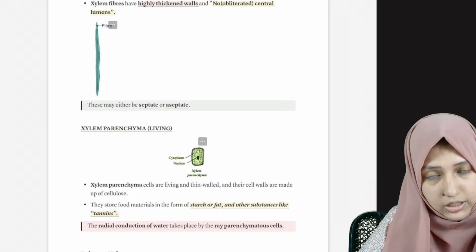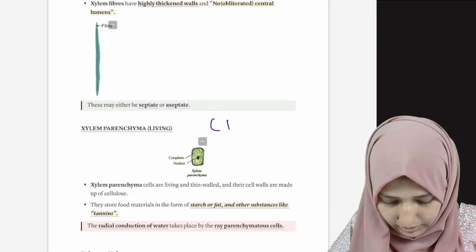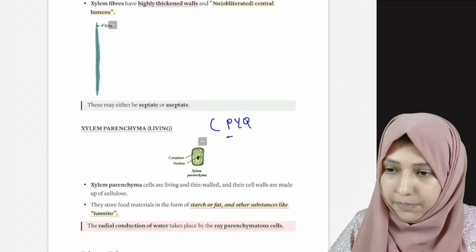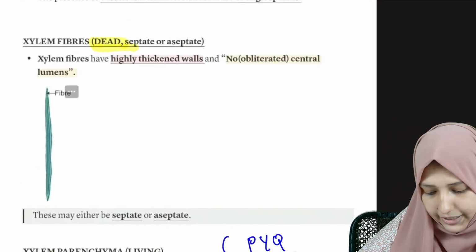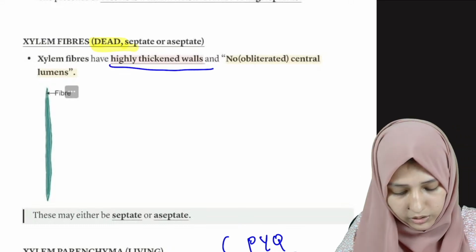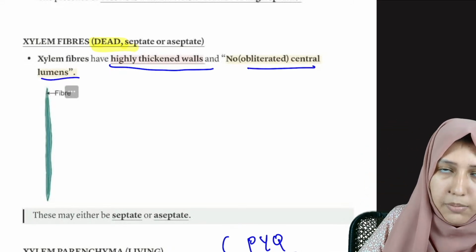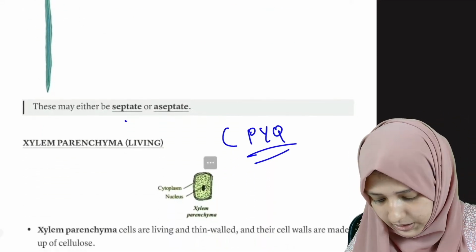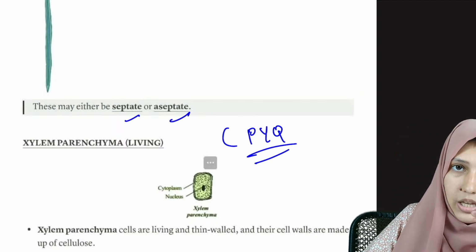The only living, this was a PYQ, please note the point, the only living member of xylem elements is xylem parenchyma. Clear? So just remember, xylem fibers are dead, and xylem fibers have highly thickened walls, and they don't have central lumens. As it is just a fiber, it doesn't have a central lumen. Clear? And they can be septate or aseptate. Septate means they are separated. Aseptate means they are not separated.